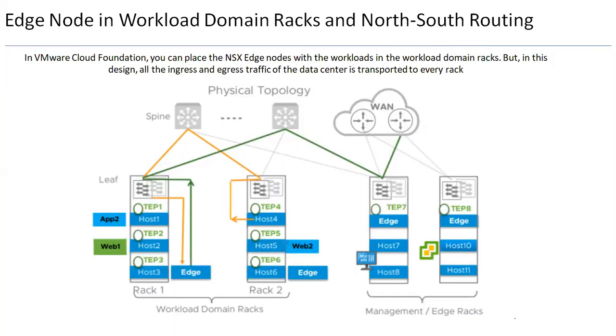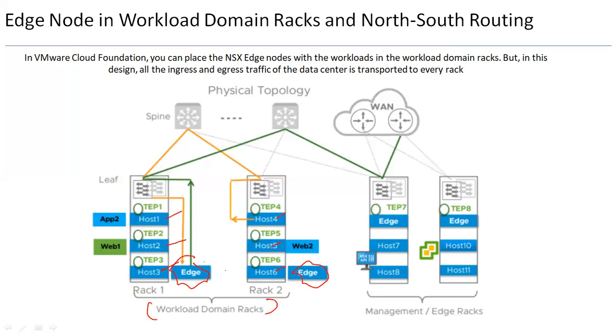Okay, so while we are placing the edge, there are two ways of placing it. Either you put the edge appliances within the rack where your workload domain is being created, or you can put them separately. Taking this architecture, let us suppose this is my workload domain: first host, second host, third host, fourth host, fifth host, sixth host. This workload domain spans two racks, and I have put two edge nodes, one in rack 1 and one in rack 2. Okay, so these are the edges available.